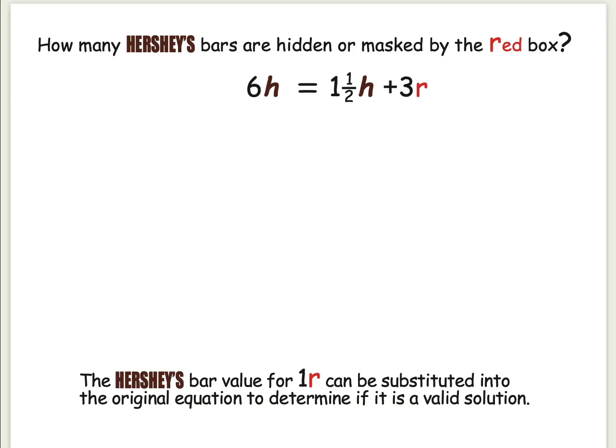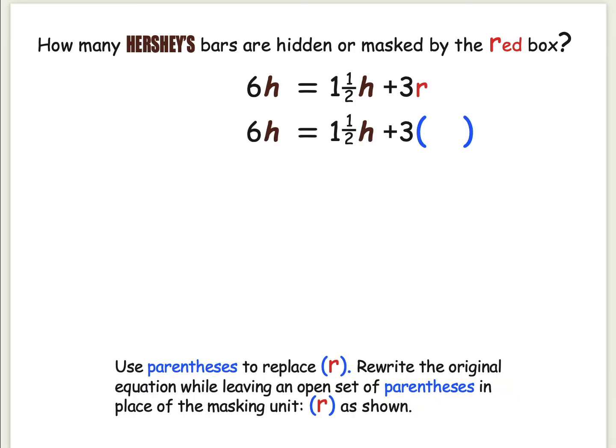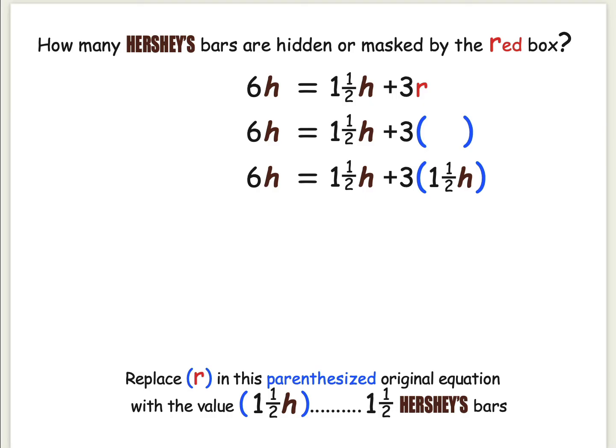The Hershey's bar value for 1R can be substituted into the original equation to determine if it is a valid solution. Use parentheses to replace R. Rewrite the original equation while leaving an open set of parentheses in place of the masking unit R as shown. Replace R in this parenthesized original equation with the value 1 1/2 H. That's 1 1/2 Hershey's Reese's Pieces bars.